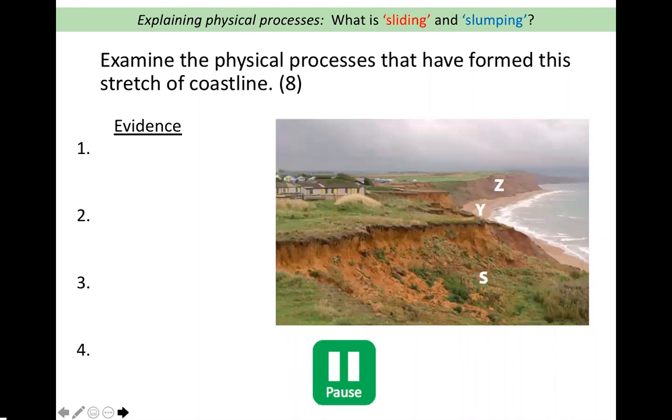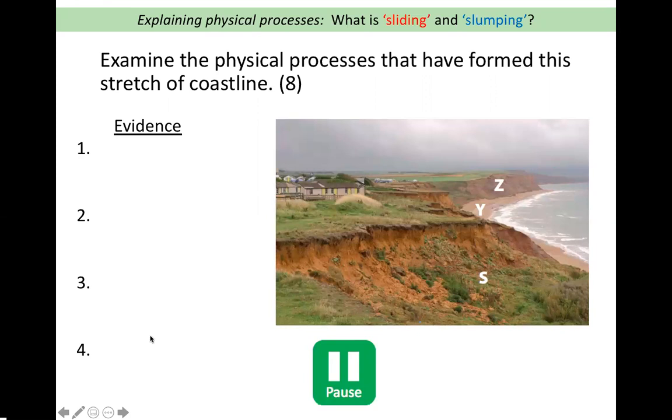We're then going to model it after we've picked out the evidence. So I am going to show you how to interweave the evidence you pick out, 4 pieces of evidence, into an explanation for an answer to this question. Okay. So the 4 most obvious pieces of evidence you can see in this photo are, in my opinion.